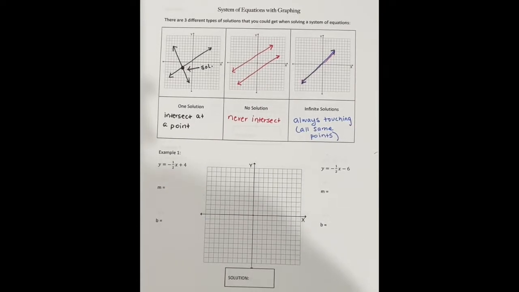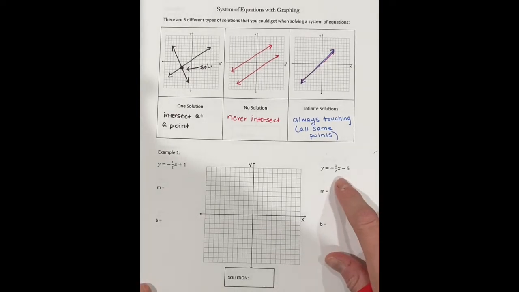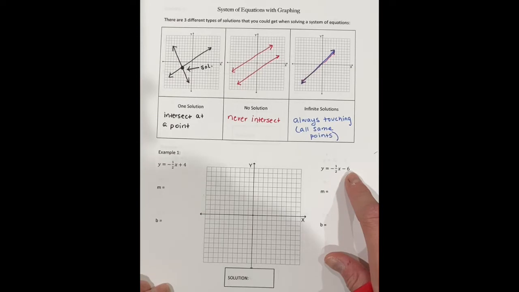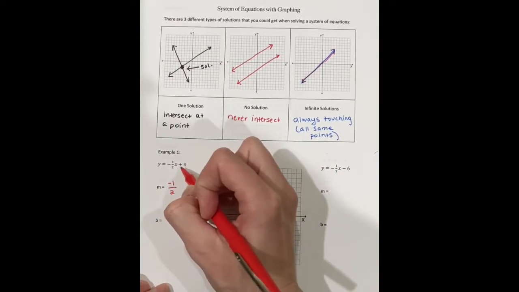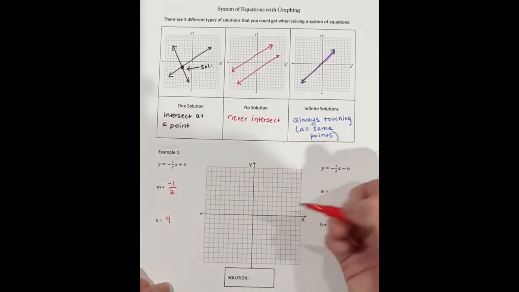So we saw one solution on the do now. Let's see if we could find out what example one is. Is it one solution, no solution, or infinite solutions? So let's take a look here. So I have my first equation, y equals -1/2 x plus 4, and my second equation, y equals 1/2 x minus 6. So the first one, my slope is -1/2, and my y-intercept is 4. So I'm going to graph that.